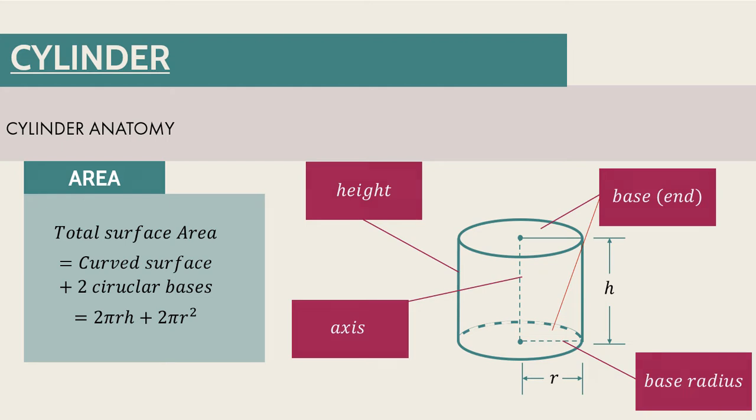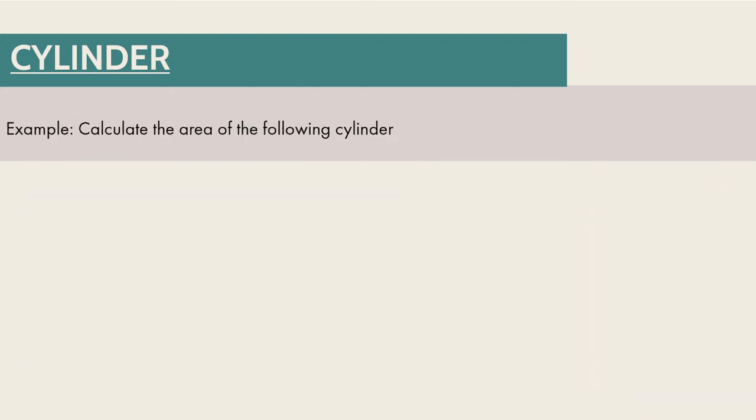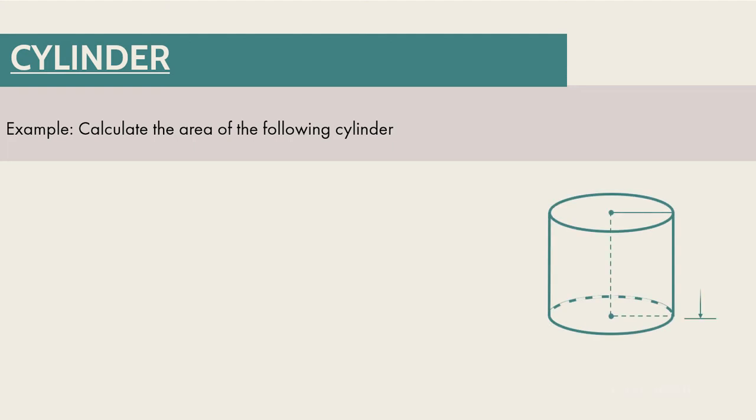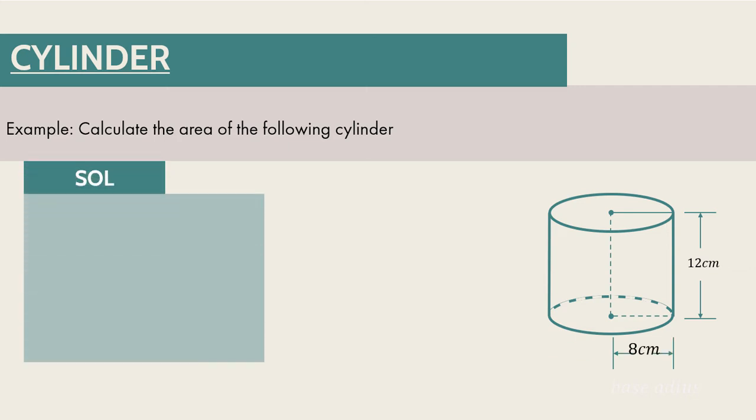Okay, now we go to the example. Calculate the area of the following cylinder. Here we have a cylinder of height 12 centimeters and base radius of 8 centimeters. So now please apply the formula I have shown you earlier to find the area for this surface. Pause this video and try to find your answer yourself before checking the answer with mine.